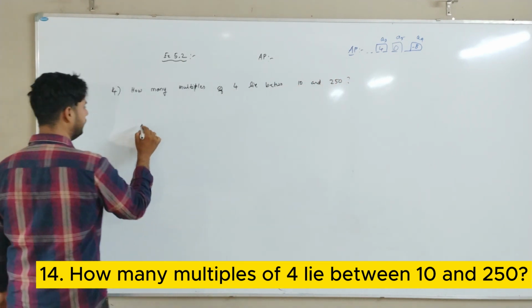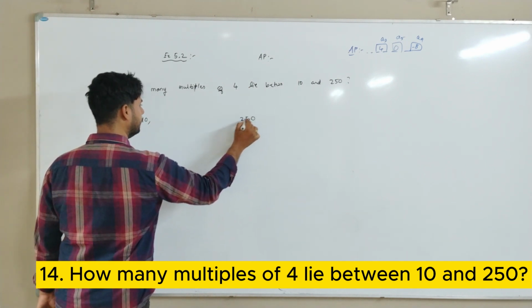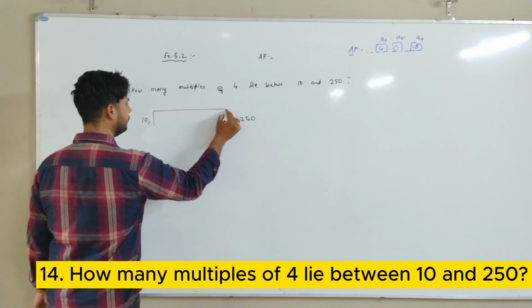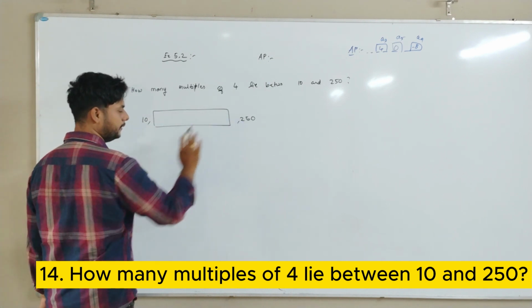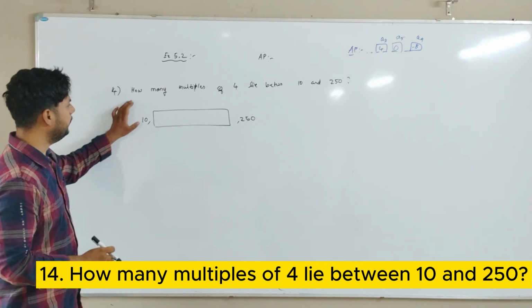So there is first 10, and last is 250. In between them is the AP. Don't consider 10 and 250. How many multiples of 4 are there in between?